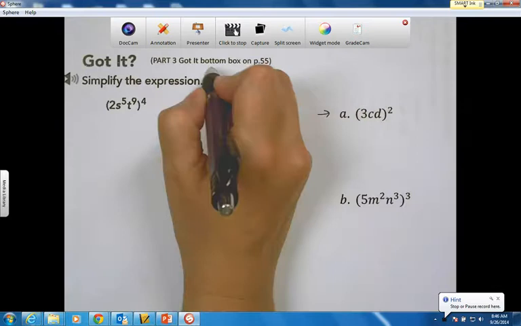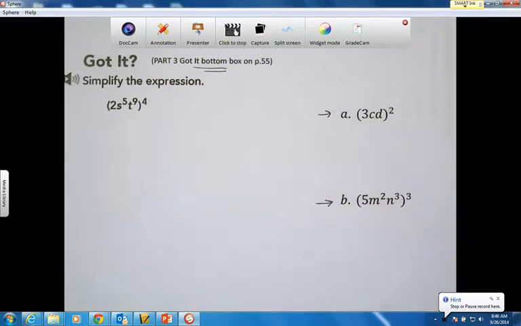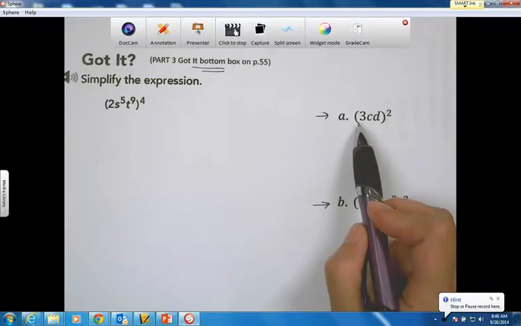And then I'm going to show you why the trick works on the first one, and then we'll use some shortcuts. All right, do you guys agree this is 3CD squared to the second power? And squared means I have it 2 times, right? So do you guys think that this would be 3CD times 3CD?